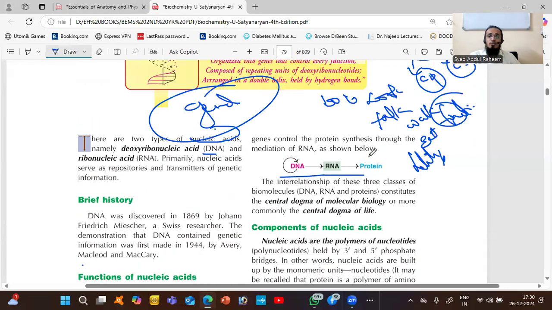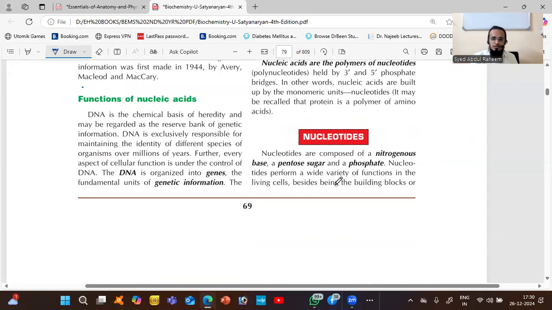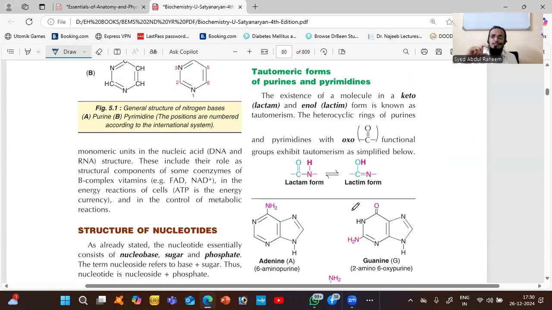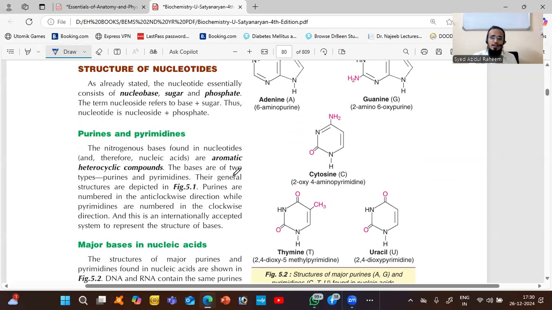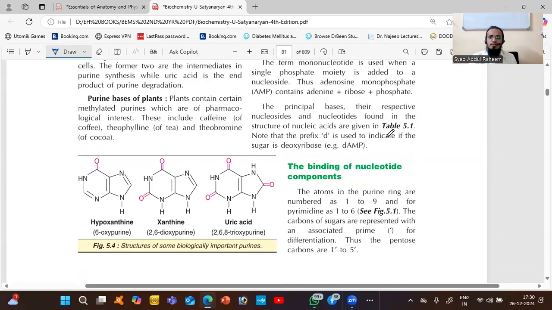Next is nucleotides. What are nucleotides? Nucleotides are composed of a nitrogen base, sugar, and phosphate. In the living cell, they have a wide variety of functions as building blocks. For example, as cell division occurs, we need double the cells, and in that condition they help. These are the structures and types of nucleotides: purines and pyrimidines. We will not go into the detail of those.